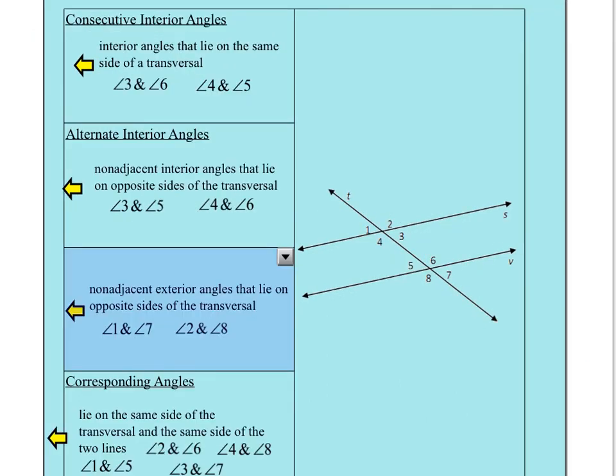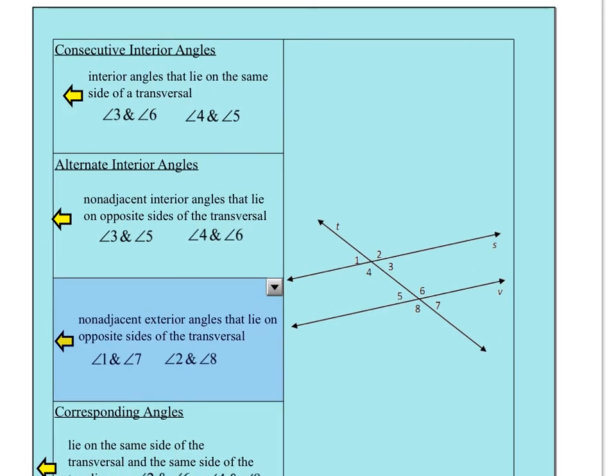So now, let's start here. Consecutive interior angles. Another way to say that is same side interior angles.